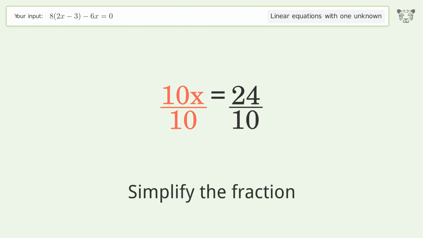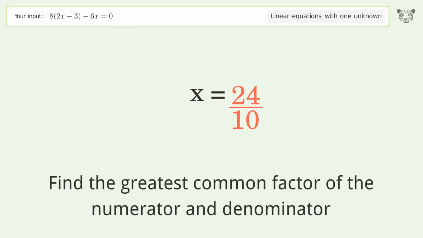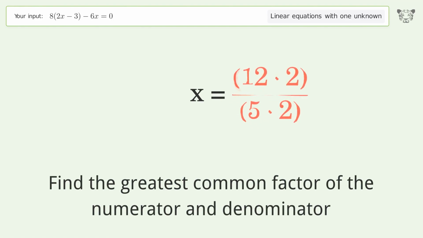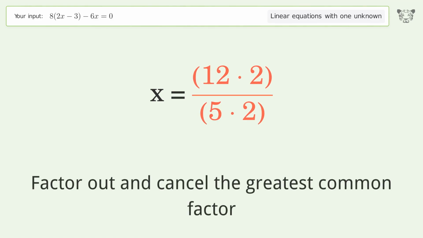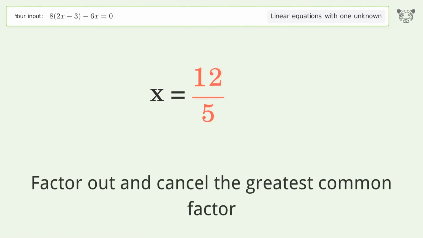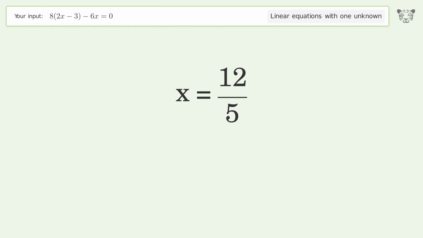Simplify the fraction. Find the greatest common factor of the numerator and denominator. Factor out and cancel the greatest common factor. And so the final result is x equals 12 over 5.